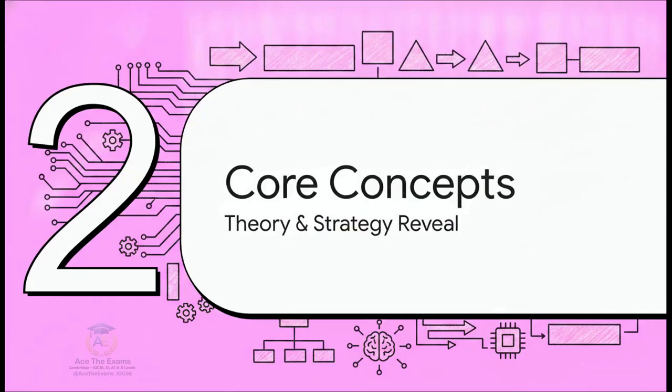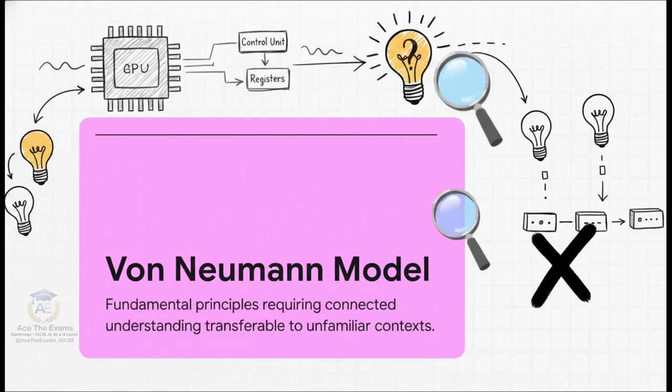Moving on to Section 2, Mastering Core Concepts. This is our big theory and strategy reveal. Let's set up our theoretical foundation before we jump into how to apply it. The von Neumann model and the stored program concept are the absolute fundamental principles of topic 4.1, but pay really close attention to this requirement here.